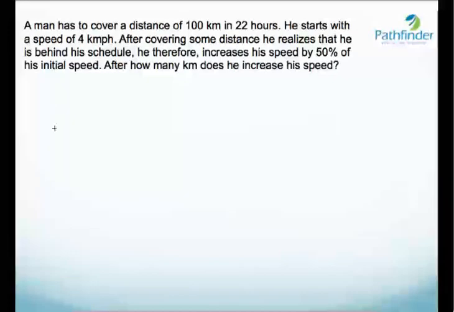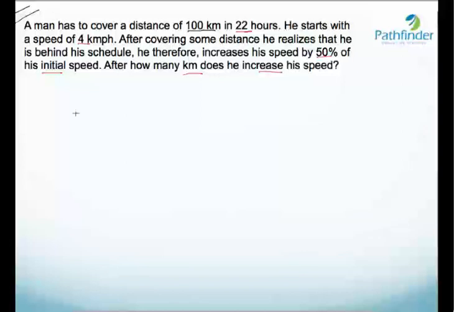Let us now take a look at another question which is based on a similar concept of making equations. A man has to cover a distance of 100 kilometers in 22 hours. He starts with a speed of 4 km per hour. After covering some distance, he realizes that he is behind his schedule. He therefore increases his speed by 50% of his initial speed. After how many kilometers does he increase his speed?